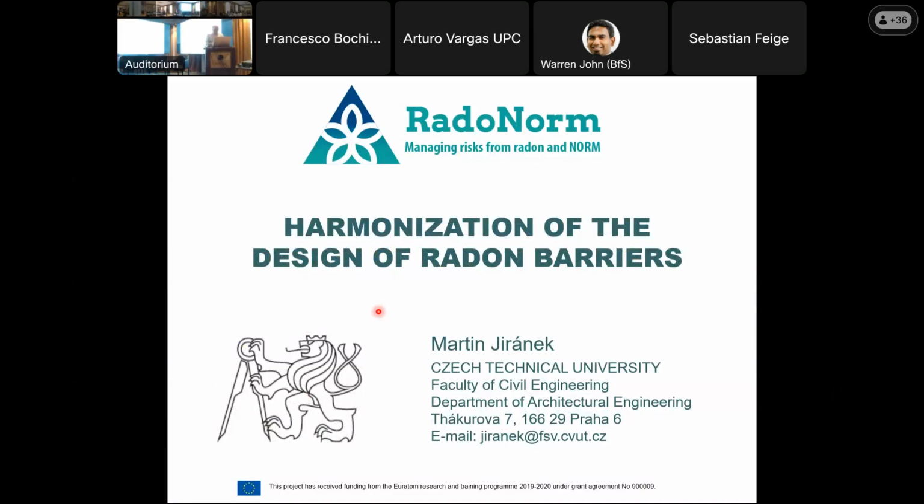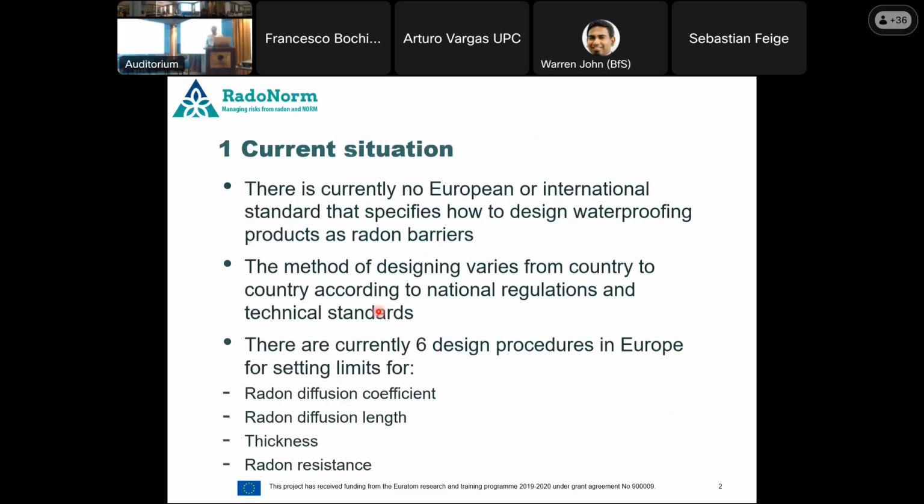So, as you know, in many countries, radon barrier materials or standard waterproof materials are used as a basic measure against radon from the soil. The problem is that nowadays we have no generally applicable or harmonized requirement for radon barriers. So we do not know how to find, from the standard waterproofing membranes, the membranes which have sufficient radon barrier properties. There is no European or international standard that will set or prescribe any requirements for radon barrier materials.